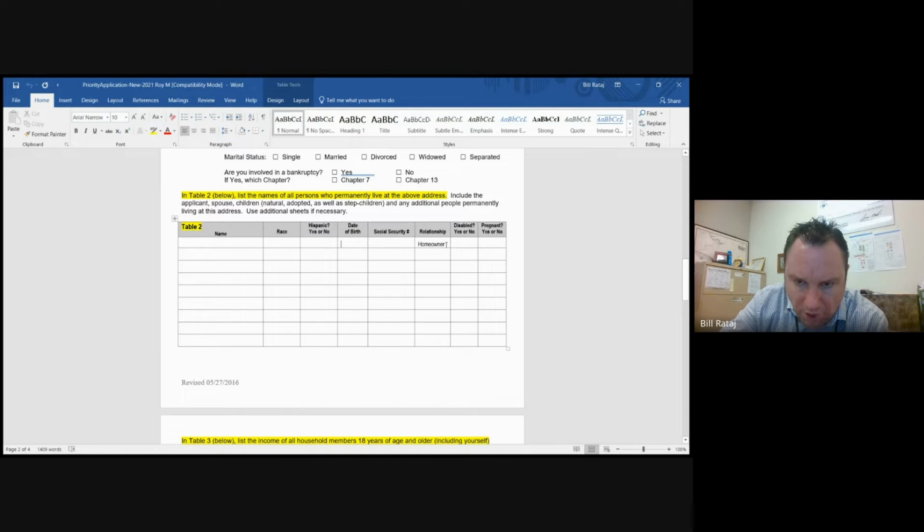So we have to have that information to verify that. You would indicate the relationship. So the homeowner would just fill that out. If there's more than one homeowner, you would fill in homeowner as well. Or if you have a son, daughter, grandchild, whatever, you would fill that out there.